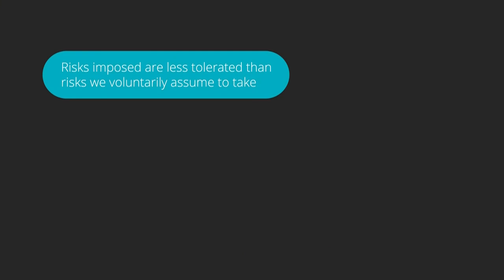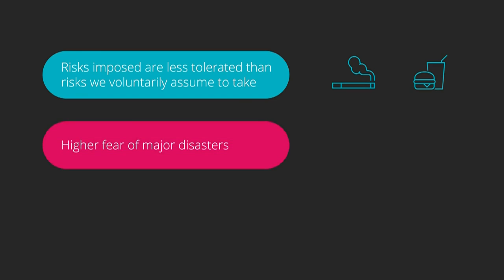In addition, risks imposed on us are far less tolerated than risks that we assume to take. For example, passive smoking or secondhand smoke is not tolerated at all. However, unhealthy fast food is better accepted as we are freely choosing this. In addition, fear of major disasters, such as a flight crash, is perceived with a higher fear than car accidents, when the latter are more likely to happen if we check the statistics.